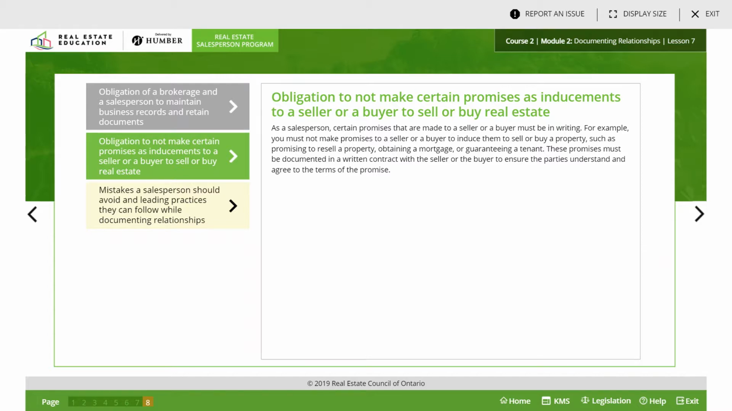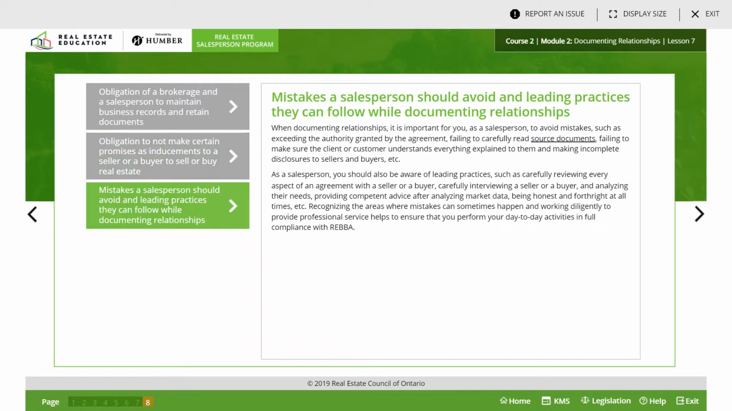Obligations to not make certain promises as inducements to a seller or buyer to sell or buy real estate. As a salesperson, certain promises that are made to a seller or buyer must be in writing. For example, you must not make promises to a seller or buyer to induce them to sell or buy a property, such as promising to retail a property, obtaining a mortgage, or guaranteeing a tenant. These promises must be documented in a written contract with the seller or buyer to ensure the parties understand and agree to the terms of the promise.